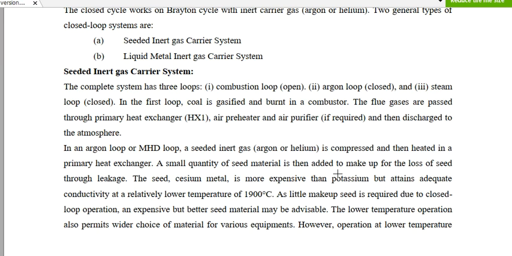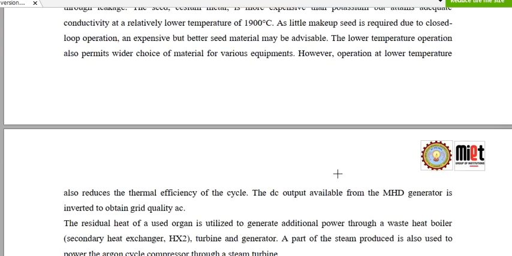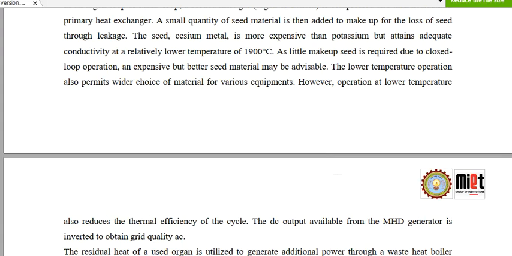The cesium metal is more expensive than potassium but attains adequate conductivity at a relatively lower temperature of 1900 degrees Celsius. As little makeup seed is required due to closed loop operation, an expensive but better seed material may be used. The lower temperature operation also permits a wider choice of material for various equipment. However, operation at lower temperature reduces the thermal efficiency of the cycle. The DC output available from the MHD generator is inverted to obtain grid quality AC electricity.